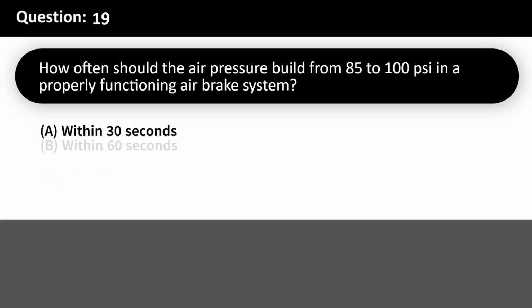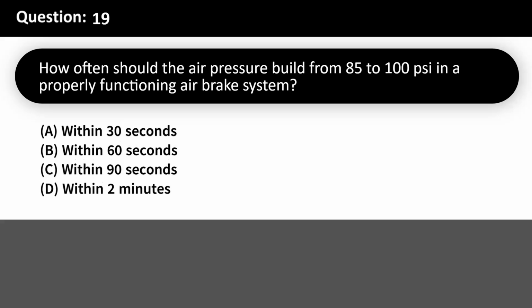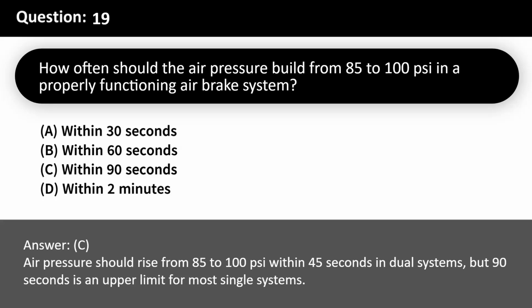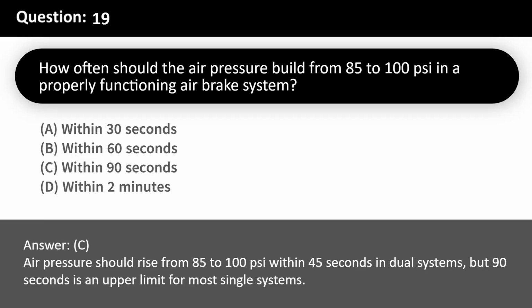How often should the air pressure build from 85 to 100 psi in a properly functioning air brake system? A. Within 30 seconds. B. Within 60 seconds. C. Within 90 seconds. D. Within 2 minutes. Answer: C. Air pressure should rise from 85 to 100 psi within 45 seconds in dual systems, but 90 seconds is an upper limit for most single systems.